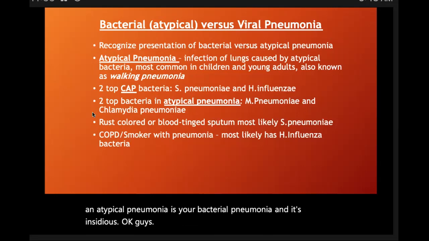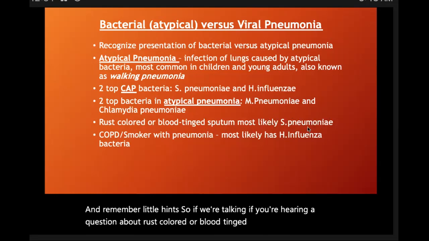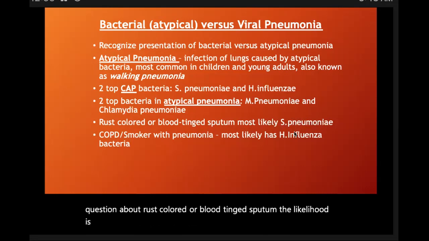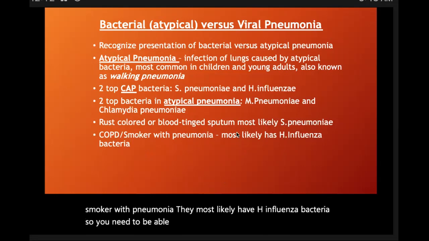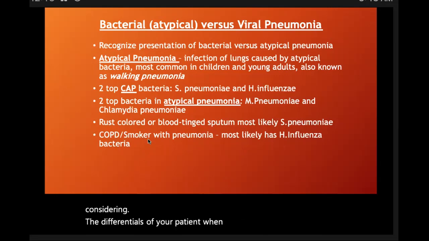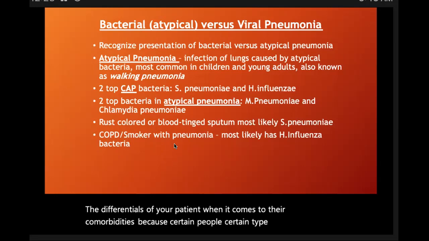And remember little hints. So if you're hearing a question about rust-colored or blood-tinged sputum, the likelihood is it's S. pneumoniae. It's caused by this type, S. pneumoniae. Versus a COPD smoker with pneumonia, they most likely have H. influenzae bacteria. So you need to be able to differentiate your bacteria, especially considering the differentials of your patient when it comes to their comorbidities, because certain types of diagnoses are more prone to certain bacteria than others.